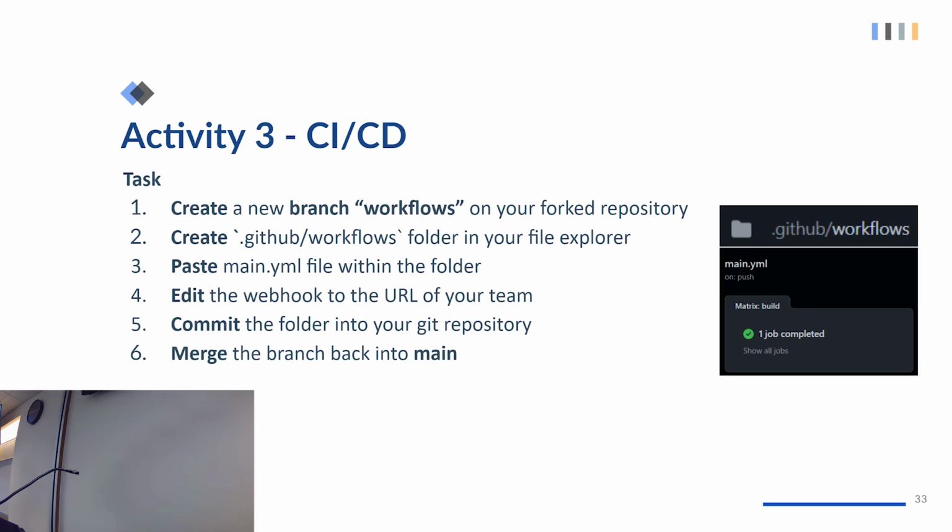So once you've created the branch itself, you then create the folder. Yeah, just create this folder from GitHub, with the full stop right in front, .github/workflows. And then we're going to share with you this YML file itself, which you're going to copy into this folder. And then you will have to push this.